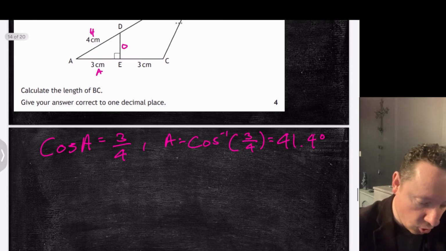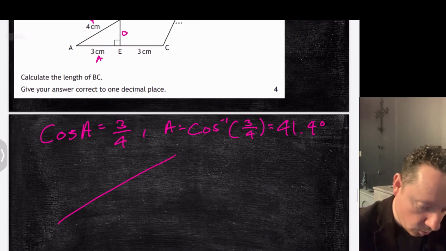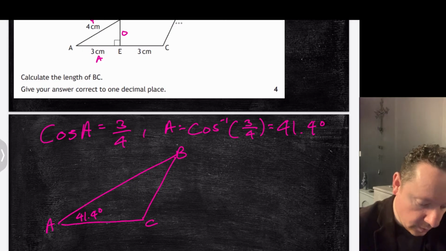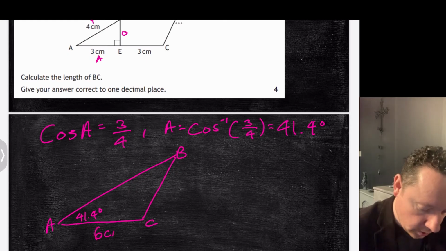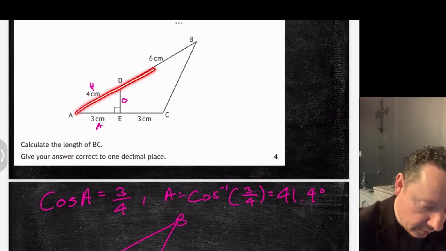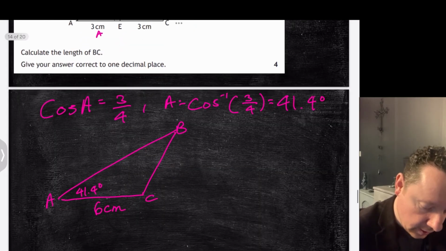And now let me just draw out my triangle. So we've got one big long bit, one bit that goes down there and along here. There's the big triangle, and we know that this is 41.4 degrees. Let's call that A, B and C. And then we know this bottom length must be 6, because it's 3 plus 3. So I can write 6 centimetres. We also know this big long length here is 10, 4 plus 6.